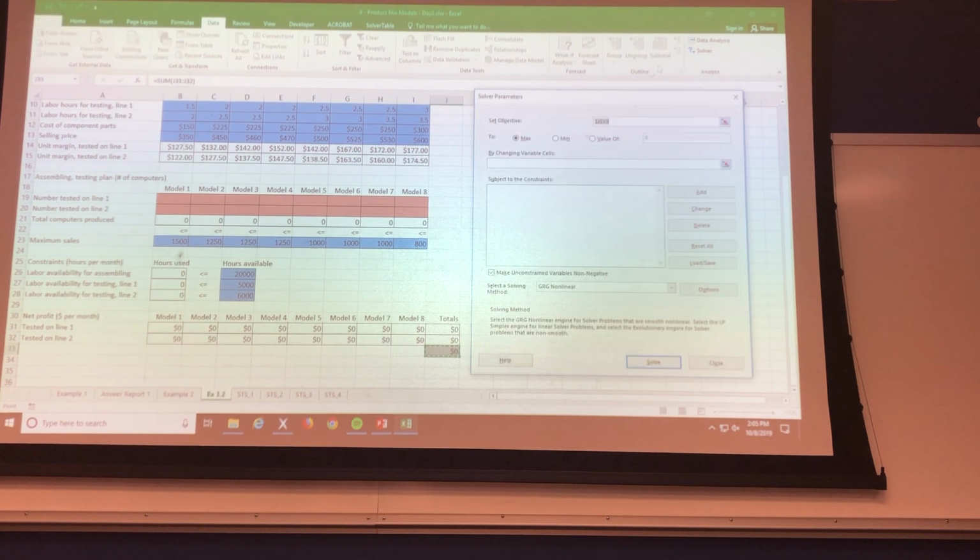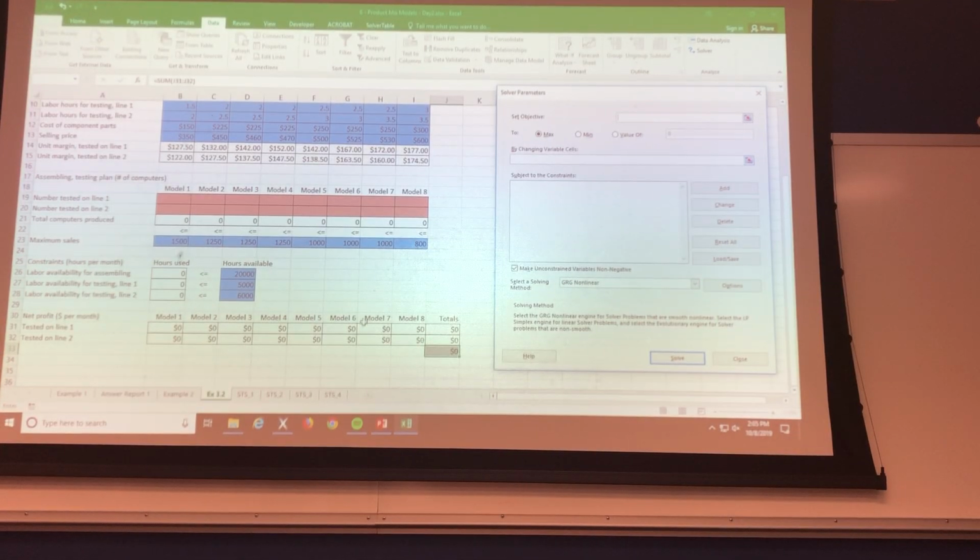We go into Solver. Our objective cell is this overall net profit that you see down here in J33, and we're wanting to maximize profit, of course. So J33, maximize it. We do that by changing those 16 cells, those cells that tell us how to break down which models to make, but not only which models to make, but which line to test them on. So our changing cells are B19 to I20.